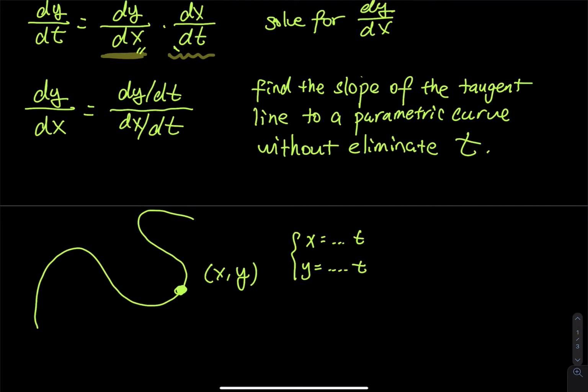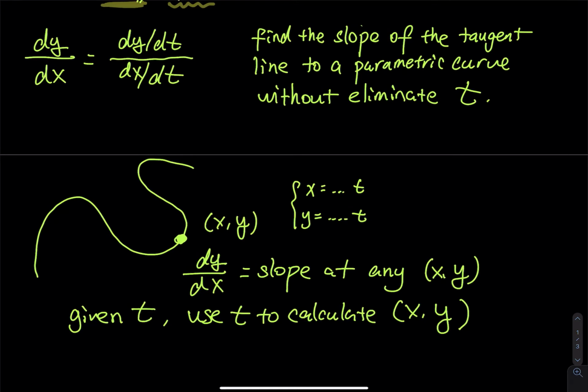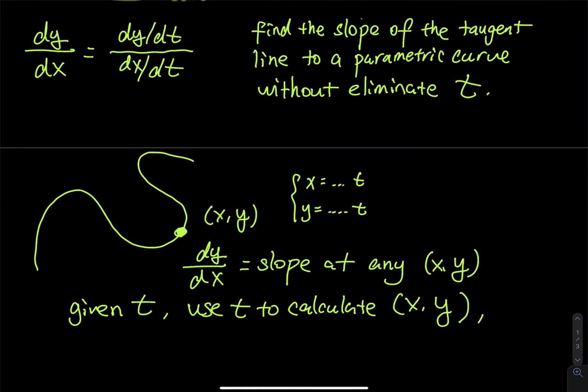So the dy dx is equal to the slope at any point. And then how do you find the exact value? So to find the exact value, you have to give me t. So you have to give me a t. So I am going to use t to calculate the exact location of this point, and then I can find the slope.